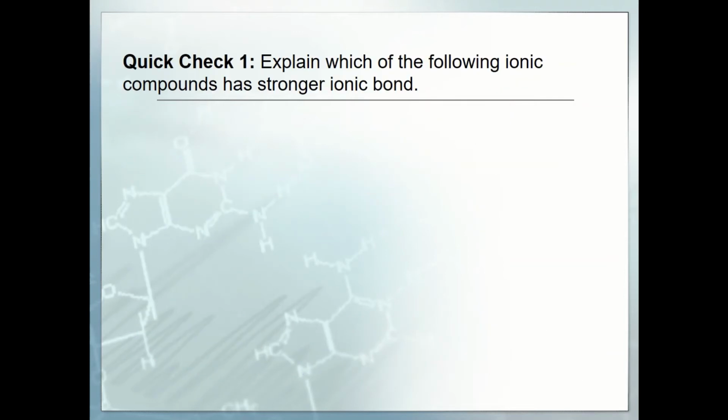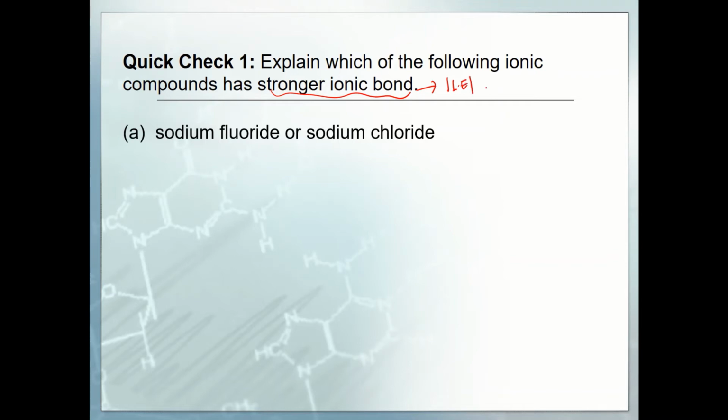So quick check, you are supposed to explain which one has stronger ionic bonds. So you know that when we are talking about strength of ionic bonds, I should talk about magnitude of lattice energy, and magnitude of lattice energy is Q plus Q minus over R plus plus R minus. So first thing, write down this relationship first.